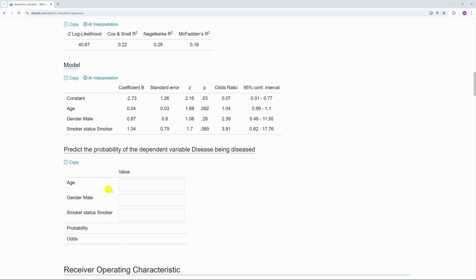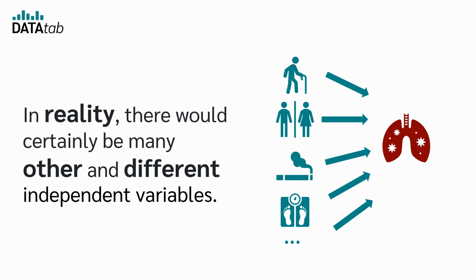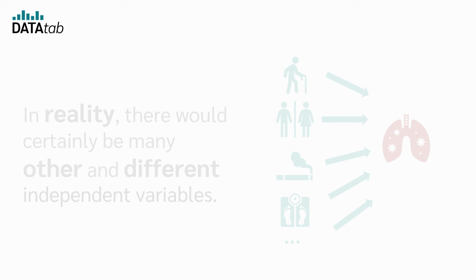For example, for a person who is 55 years old, is male and is a non-smoker, we get a probability of 36%. Thus, it is 36% likely that a 55-year-old male non-smoker is deceased. In reality, there would certainly be many other and different independent variables.